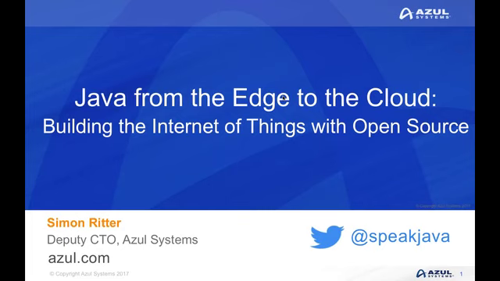What I'm going to be talking about today is how we can use Java to build the Internet of Things. And I'm going to talk about Java in all different aspects of the Internet of Things, from the edge, where we have our devices, all the way through to the cloud, and specifically how we can leverage open source to help us develop these types of applications.